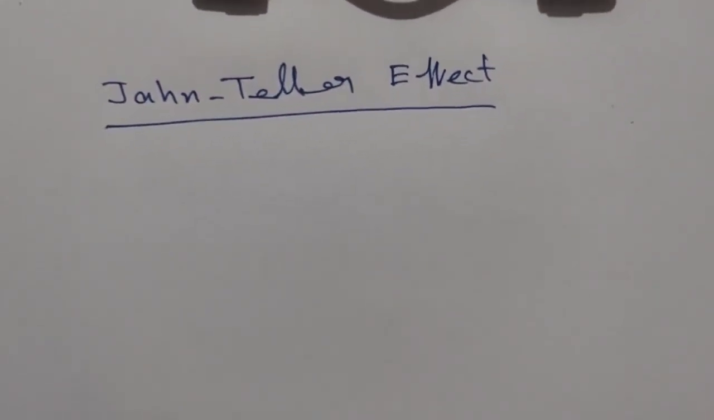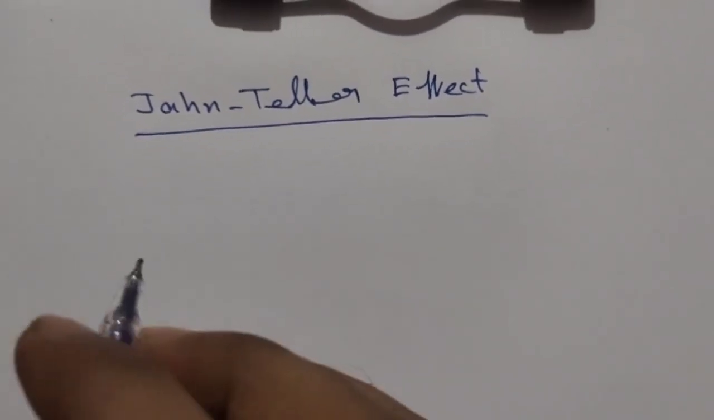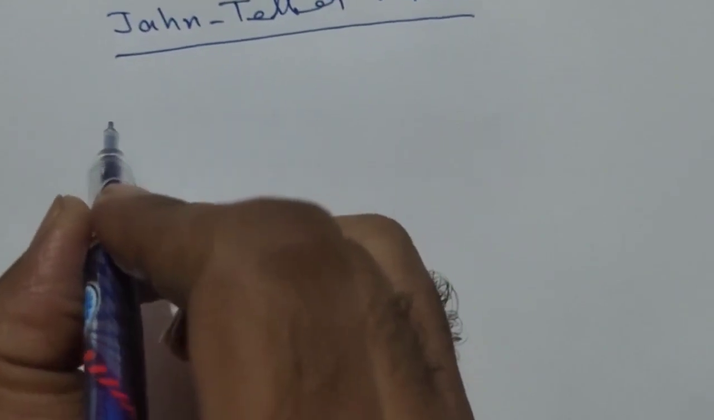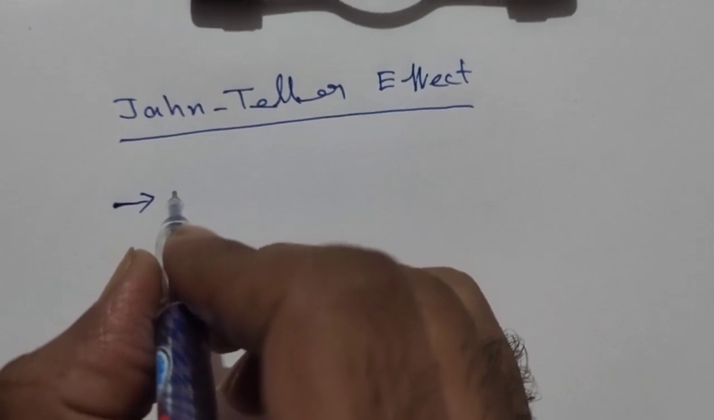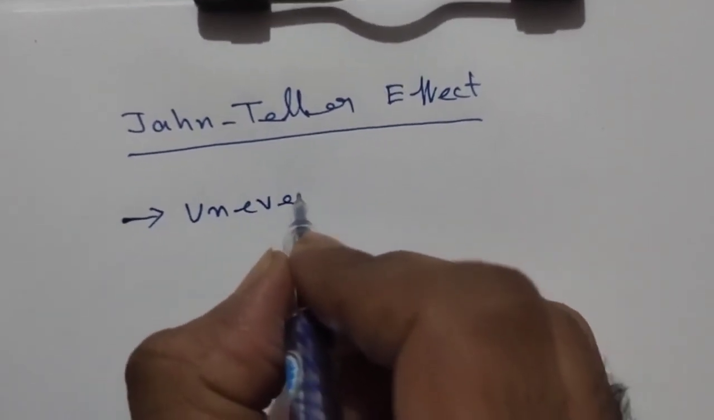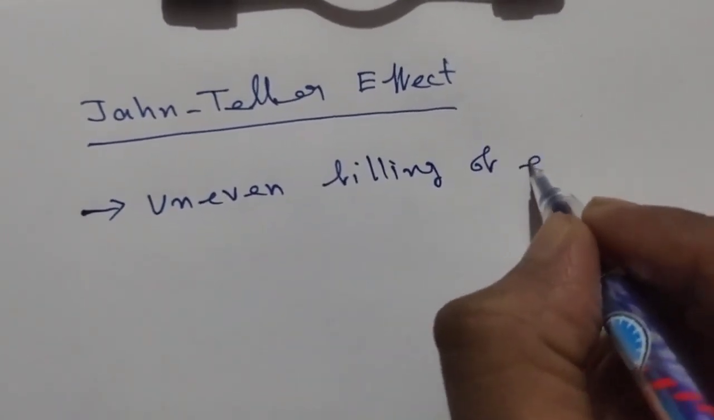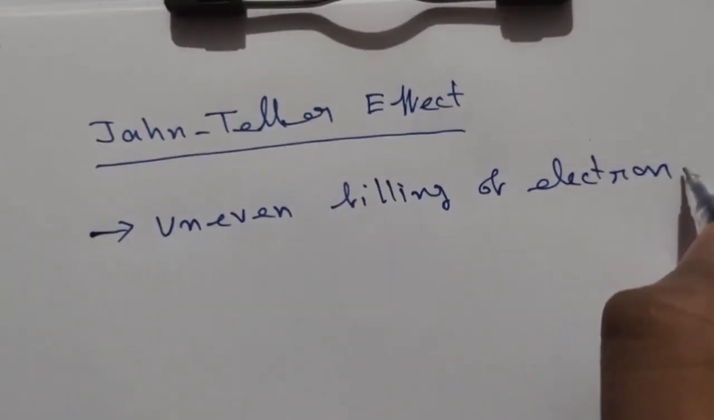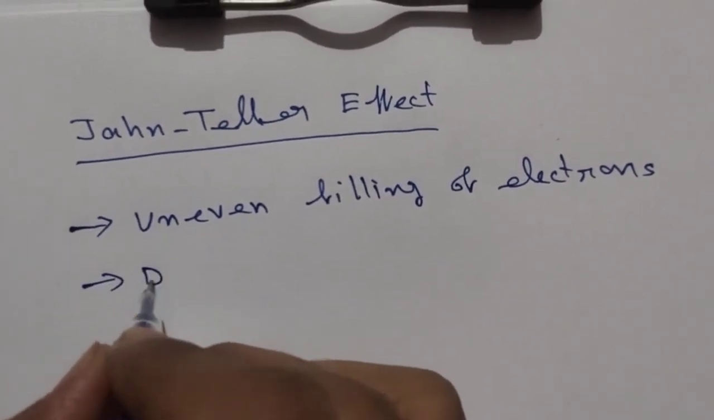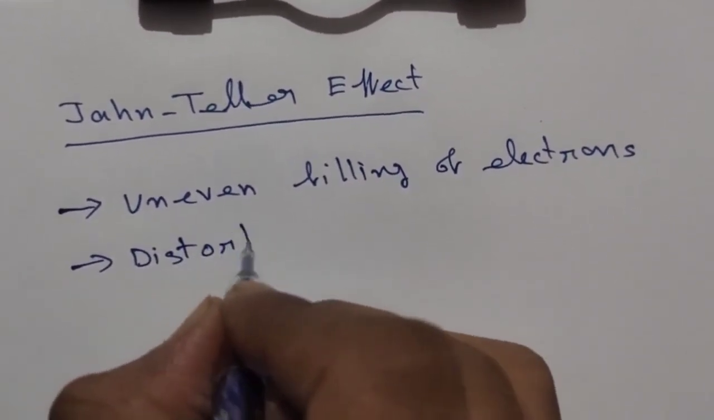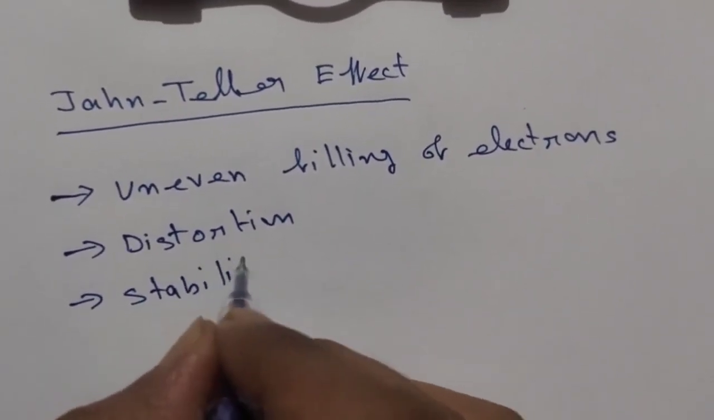Hello guys, now we'll be discussing some key concepts related to the Jahn Teller effect. First of all, we need to remember the system must have uneven filling of electrons, due to which there is some distortion in the geometry, ultimately giving rise to some stability in the system.